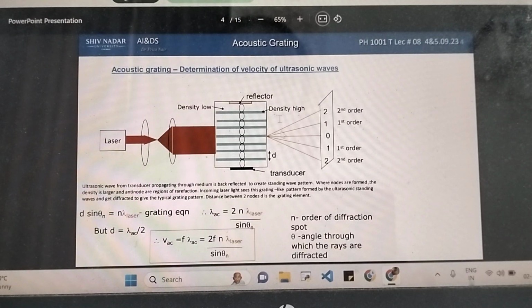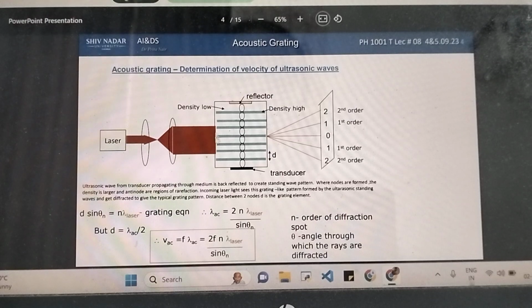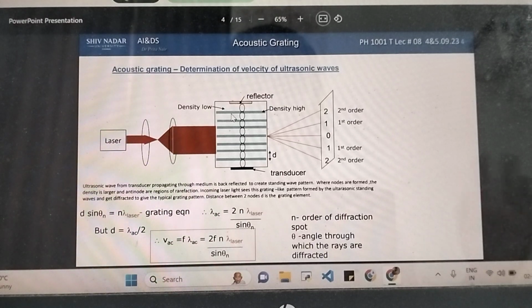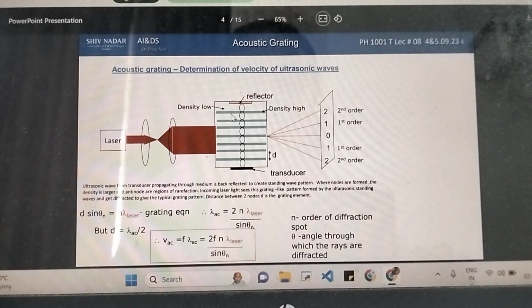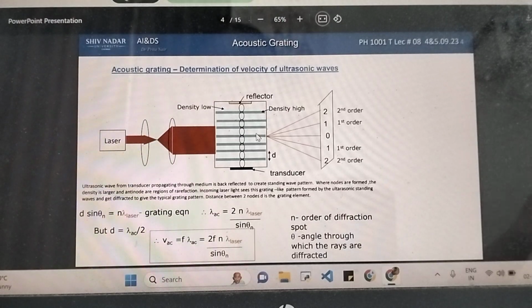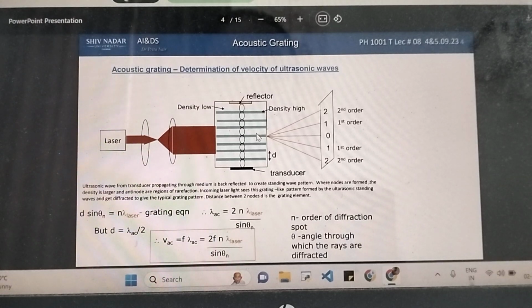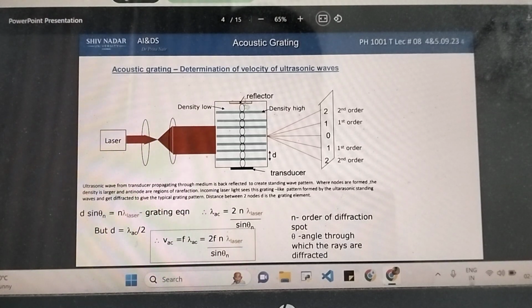Then you put it inside some material. Now what is this material? It could be just any piece of metal or block or something, the medium in which you want to determine the ultrasonic velocity. At one end of that material you have a reflector, and at the other end you have a transducer.